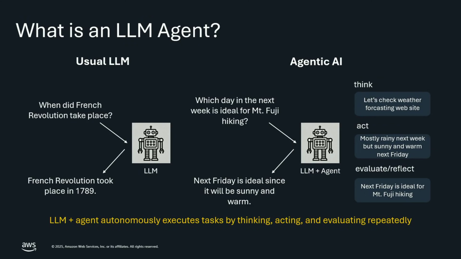We've got some rain, but it's also sunny and warm next Friday. And then we can evaluate and reiterate until it comes to a proper answer for us with its reasoning capabilities to say, next Friday is the ideal day for Mount Fuji hiking. And the difference here, again, as I mentioned, rather than just having a concise answer on knowledge that it's already been trained on, this can think for itself and iterate until it has a valuable response that you can use for your triage or to get further information from the agent by asking follow-up prompts.